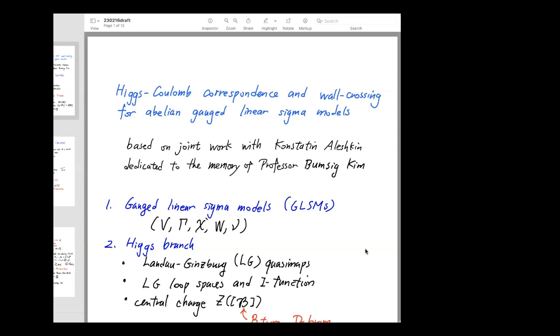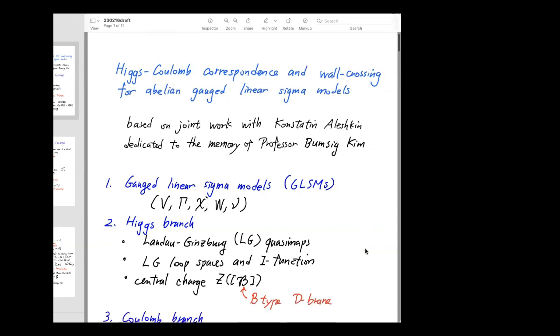So the title of my talk today is Higgs-Coulomb correspondence and wall crossing for abelian gauge linear sigma models. This is based on joint work with my colleague Konstantin Aleshkin. It's dedicated to the memory of Professor Bumsig Kim. We rely a lot on Professor Kim's work. First of all, I want to say that the Higgs branch and Coulomb branch in this talk is not the same as in the previous talk.